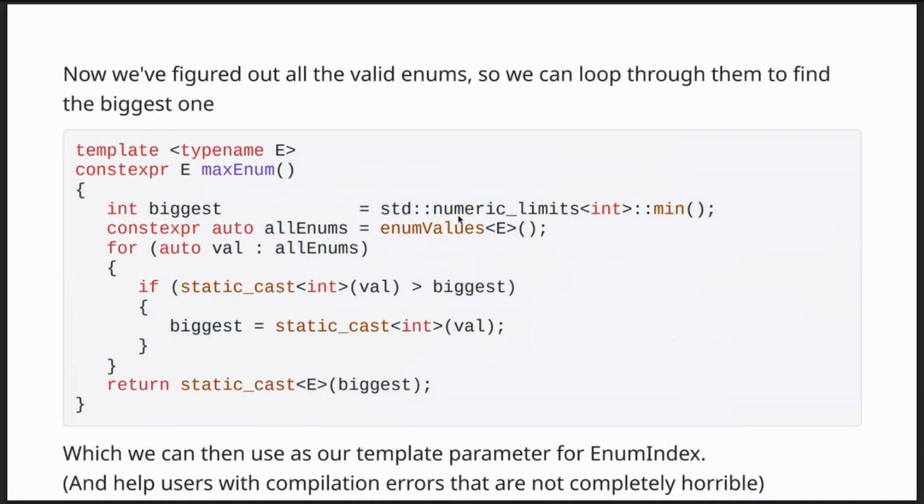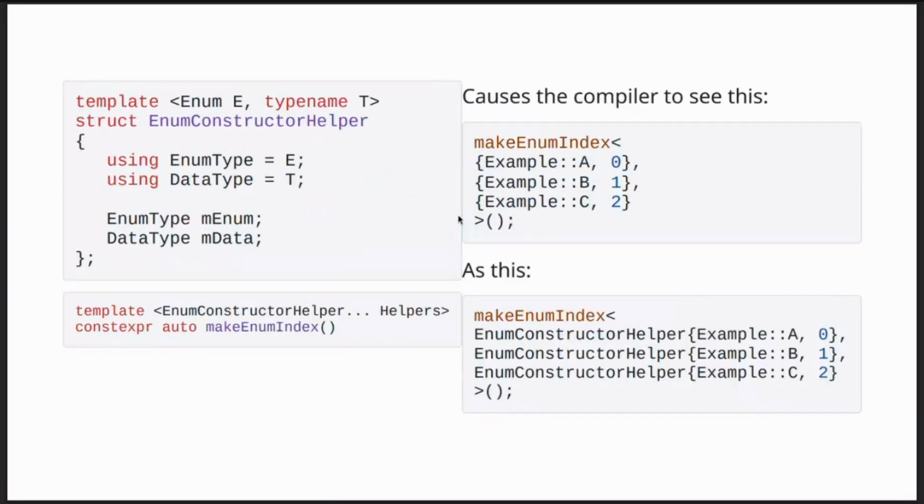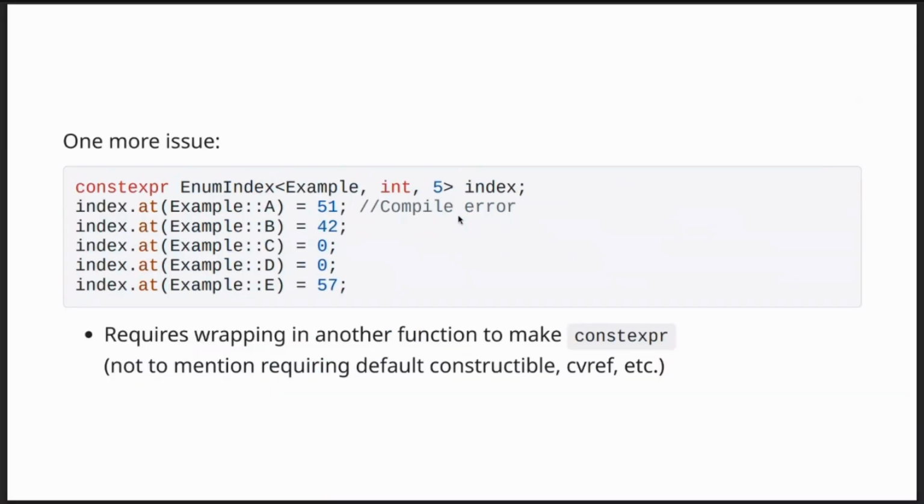And now that we have an array of all of the valid enums, we have that at compile time in const_expr land. We can loop through them and find the biggest one. And we can use that as our template parameter. So all of this came from the fact that earlier we needed to put a 5 in here, right? Because there are 5 values. There are 5 enums. We want to make an array with 5 things in it.